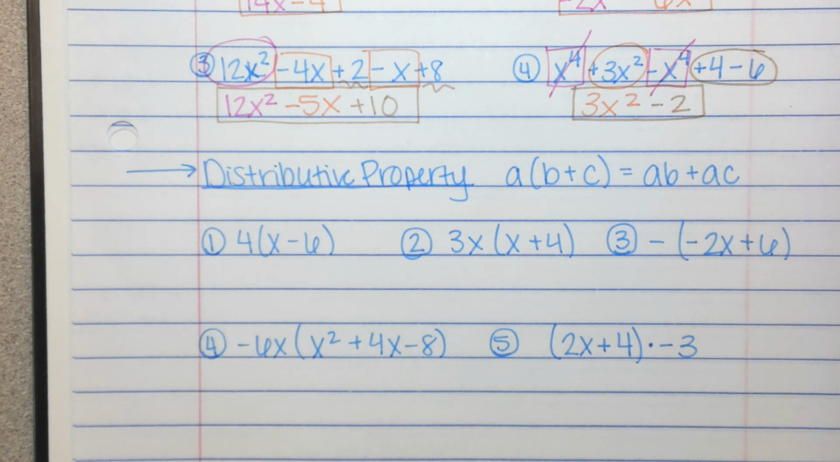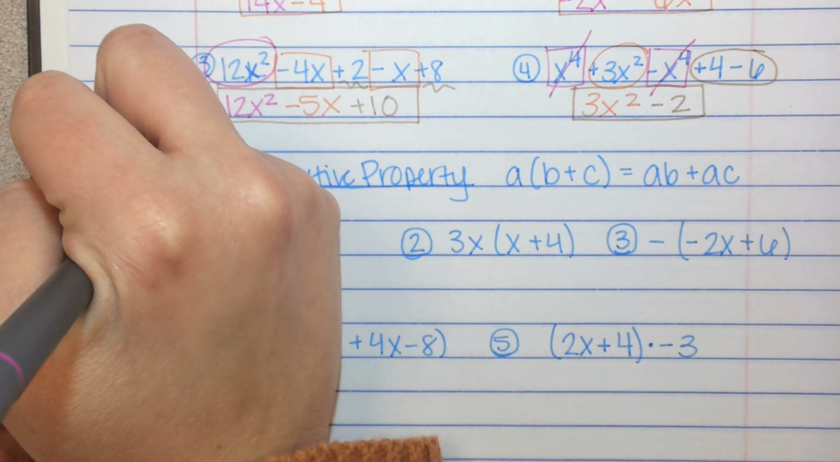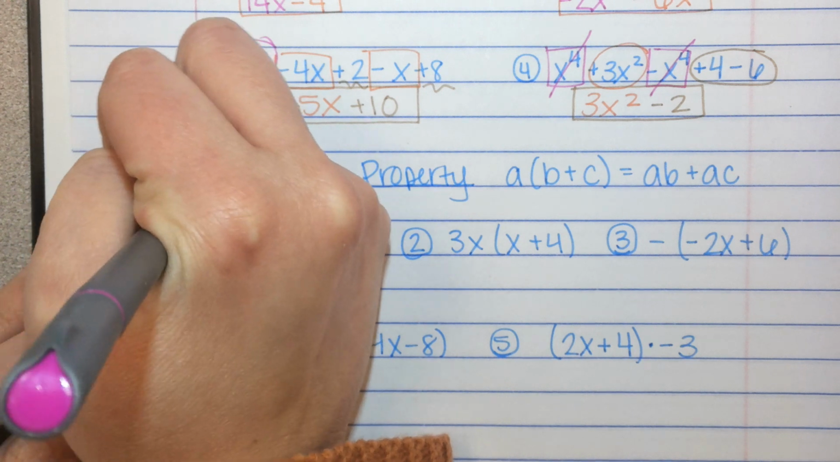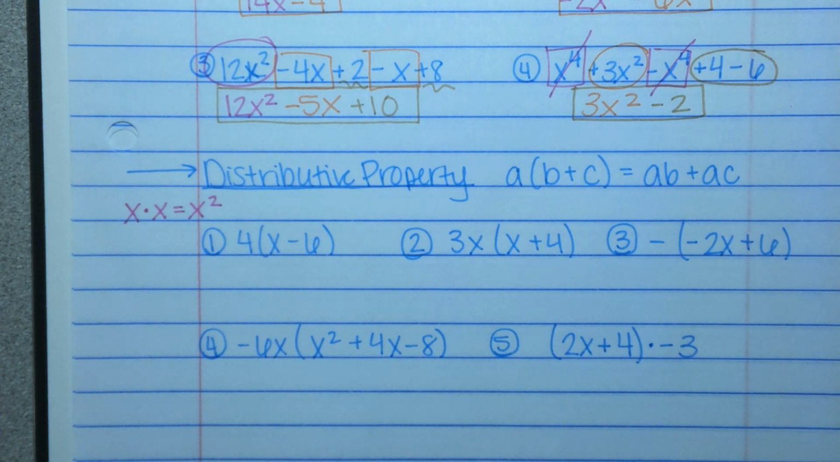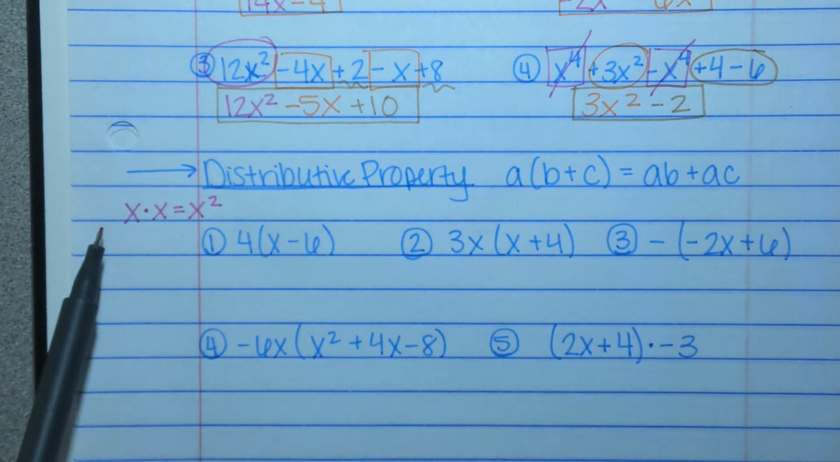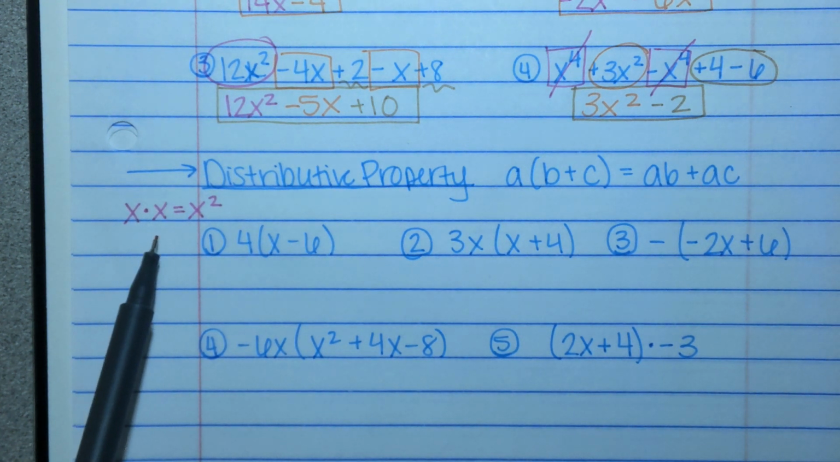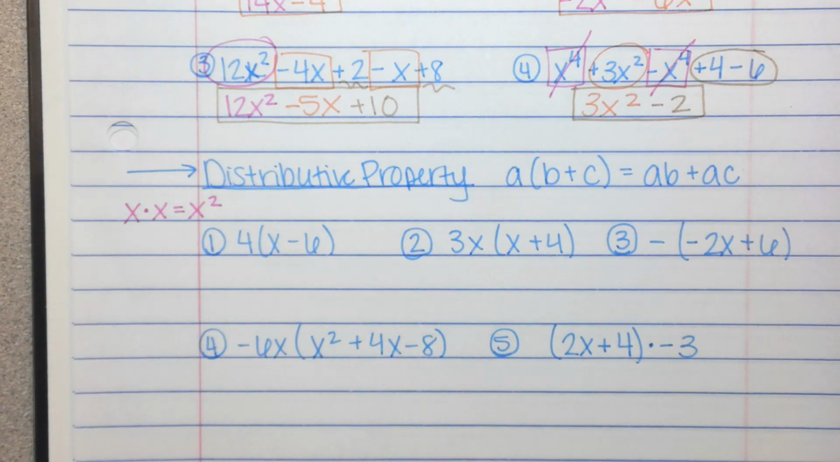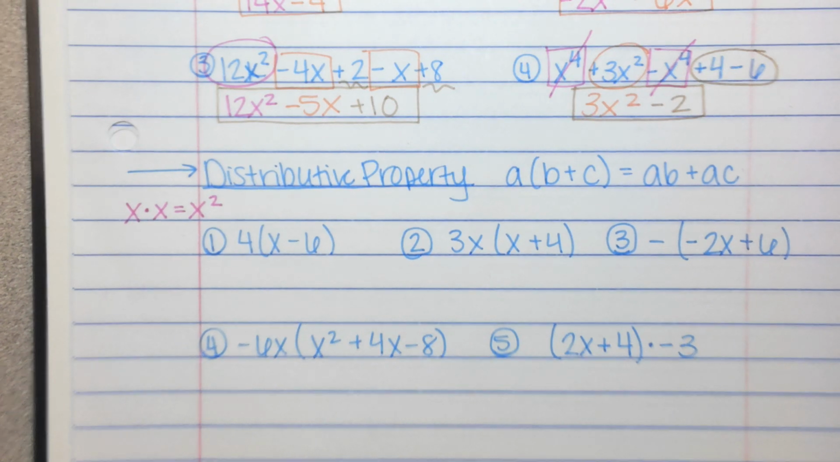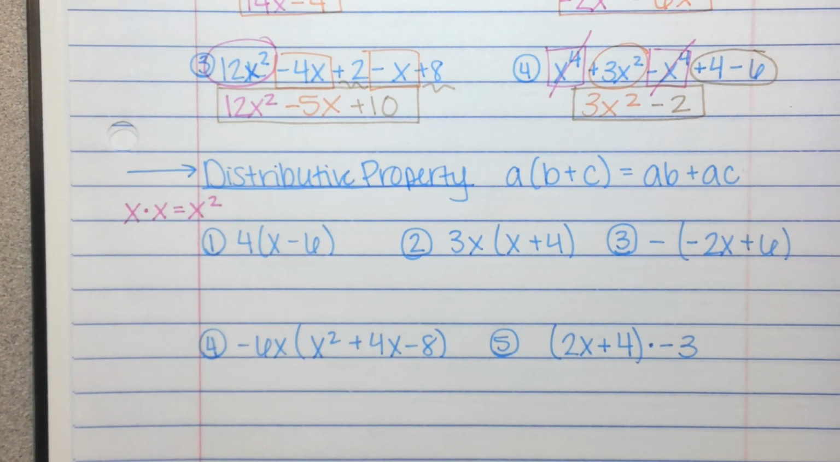One important thing that we do need to note before we practice these is that if you have x times x, that changes to x squared. So that's going back to some exponent rules that you did back in Algebra 1, and we haven't really done exponent rules here in Algebra 2 yet, but this is something that you need to know and you need to be very familiar with. So x times x is x squared. When you multiply x's, you're just adding the exponents.